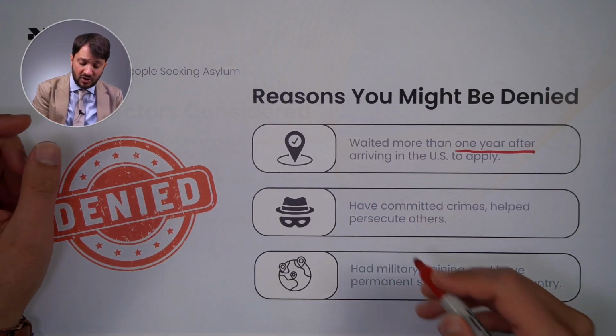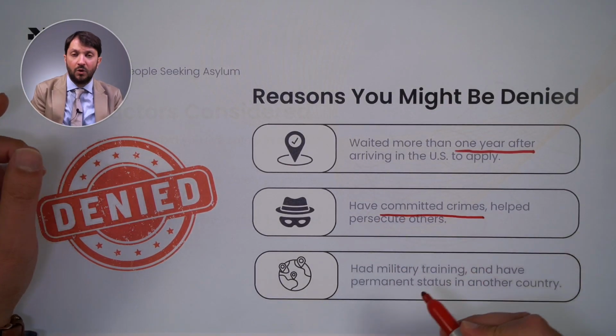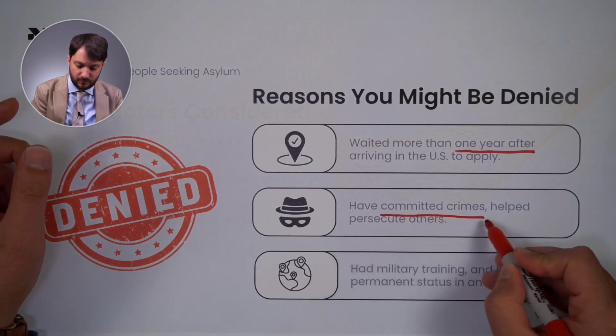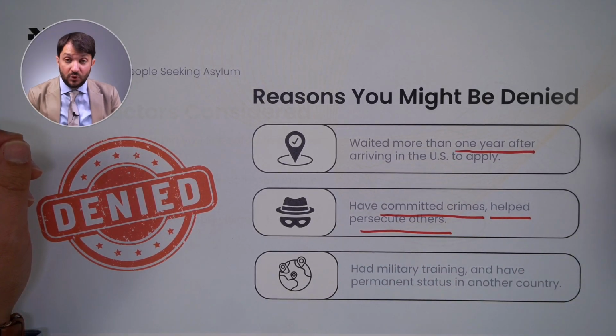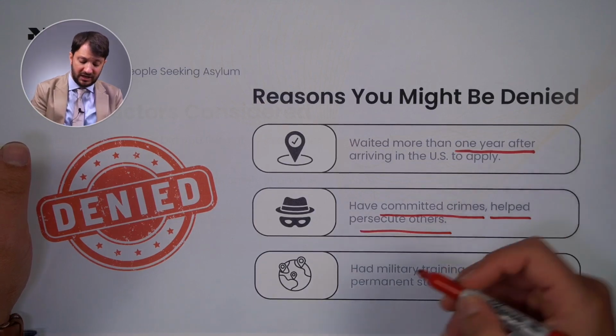There are exceptions to it. There are many cases where we were able to successfully argue that an exception applies, but as a general rule of thumb, you're supposed to apply within 1 year of arriving in the US. If you have committed crimes, or if you persecuted others, that is another reason to be denied asylum. If you had paramilitary training, if you had militia training, and if you were involved in certain types of activities, that is another reason, although not common, to be denied asylum.